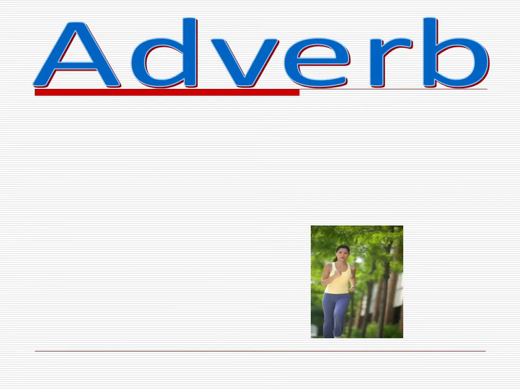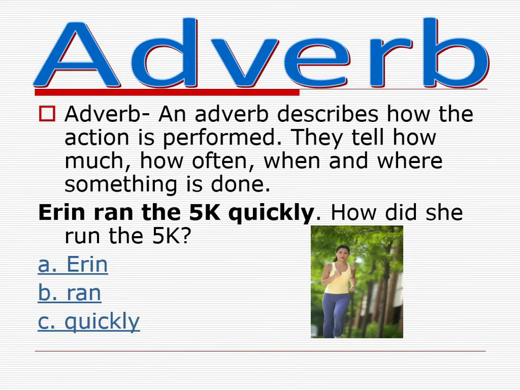So the examples. Adverb. What's an adverb? An adverb describes how the action is performed. They tell how much or how often, when, and where something is done. Like Erin ran 5 kilometers quickly. How did she run 5 kilometers? How did Erin run 5 kilometers? Quickly she ran.